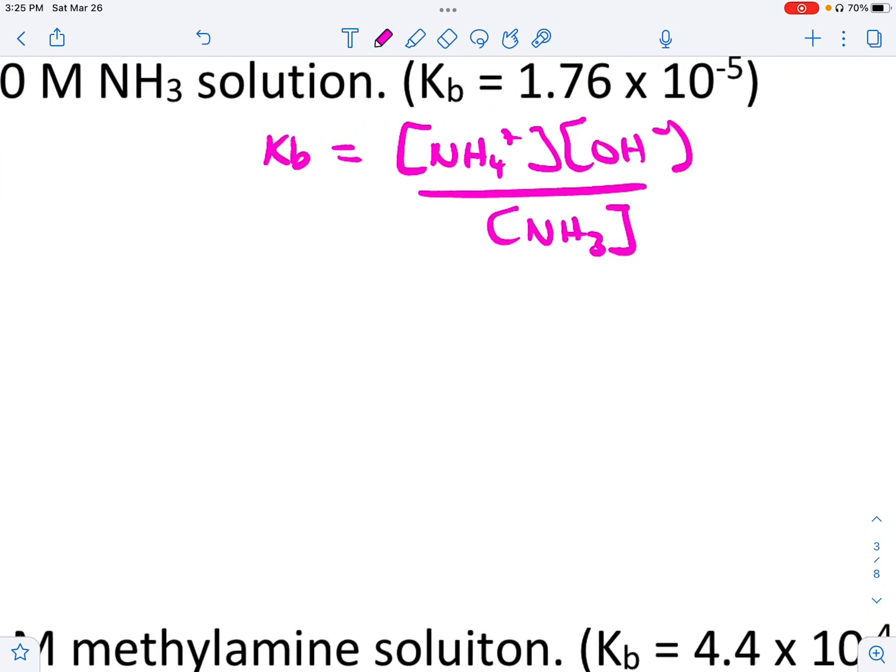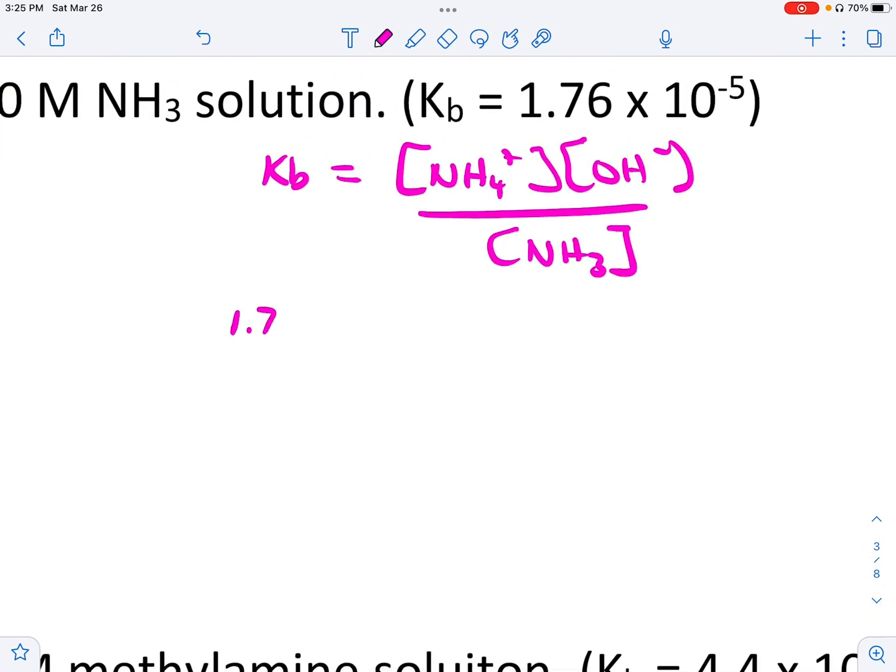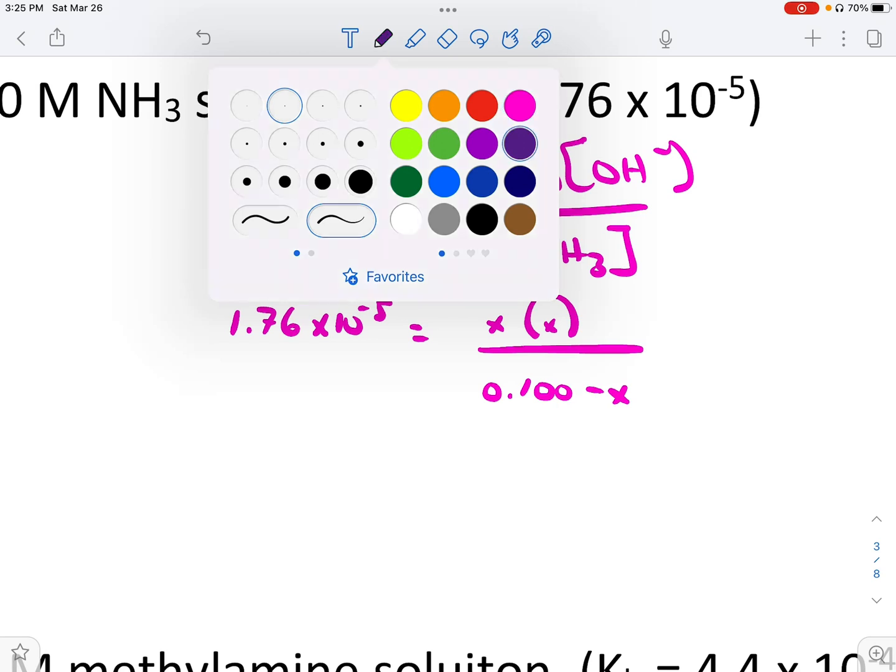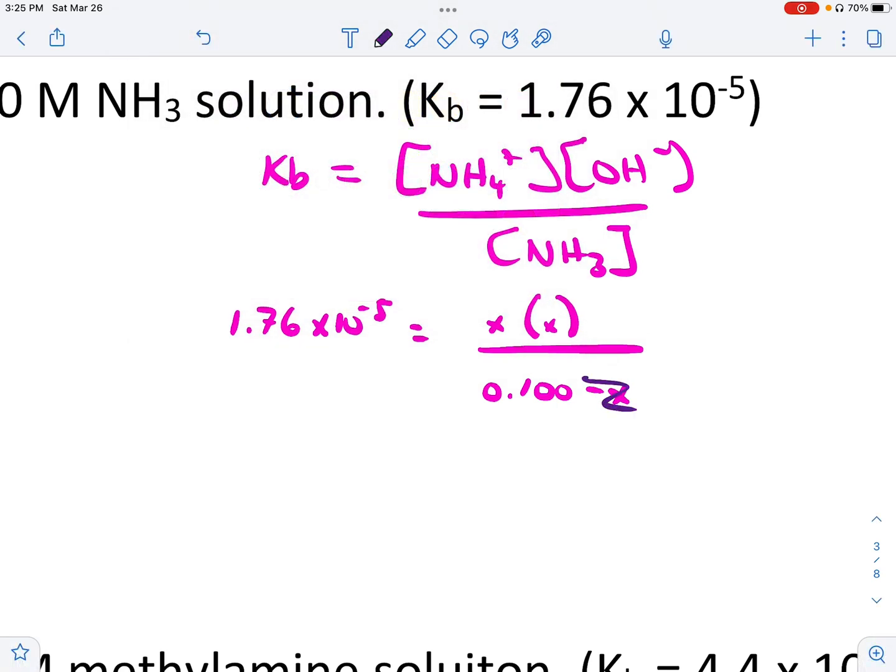So we've got 1.76 times 10 to the negative fifth is equal to X times X over 0.10 minus X. Remember that X is still going to be very small, so we can cross it out. So we have X squared equal to 1.76 times 10 to the negative sixth.